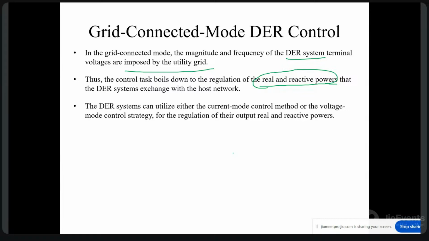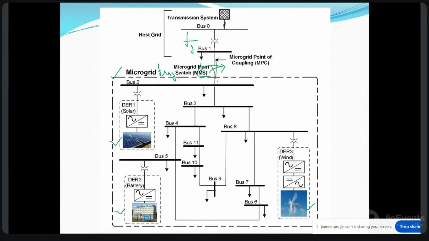Once the microgrid is connected with the grid, the voltage and the frequency are decided, and we need to regulate the real and reactive powers in the grid. So which amount of the real and reactive power has to flow or be exchanged between the grid and the microgrid? Please understand.